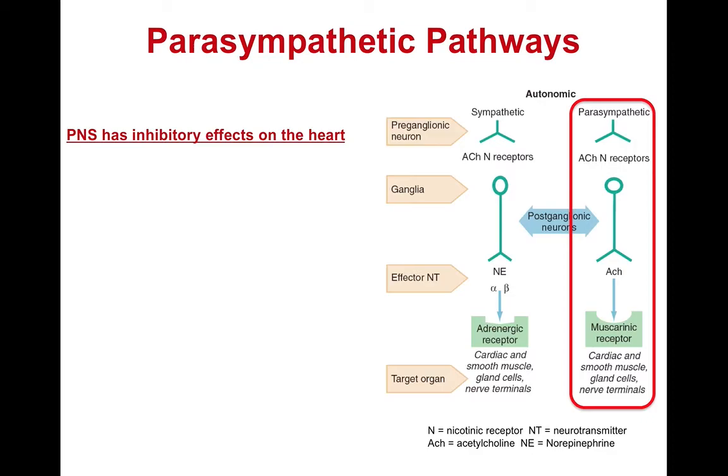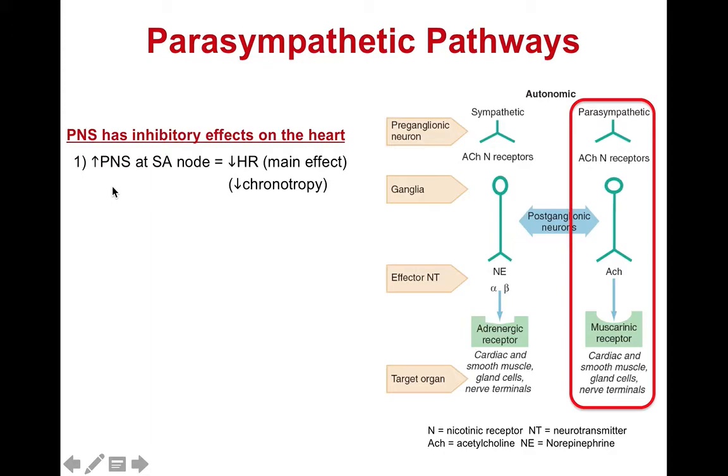Now the parasympathetic nervous system pathways are shown on the right of the same figure. You can see in this case the postganglionic neurons release acetylcholine as the effector neurotransmitter. The acetylcholine then binds to muscarinic receptors found on the cardiac and heart cells. This causes the effects on the heart. So the parasympathetic nervous system has inhibitory effects on the heart. So remember, the sympathetic nervous system had stimulatory effects. The parasympathetic nervous system has inhibitory effects.